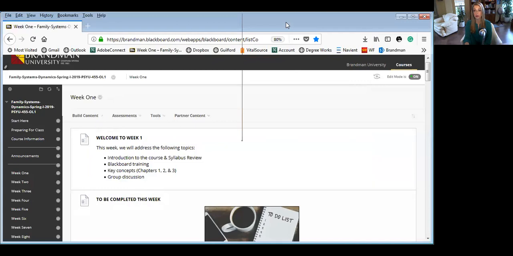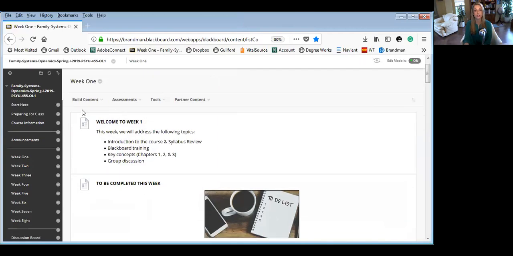So this is what your Blackboard course shell should look like when you go to click on it inside Blackboard. For those of you who aren't familiar with it, this is your week 1 Blackboard course shell. Here on the left-hand side, you're going to see weeks 1, 2, 3, and 4. You can find the assignments and the readings and all of the course tips and tricks by clicking on those week tabs there on the left-hand side.